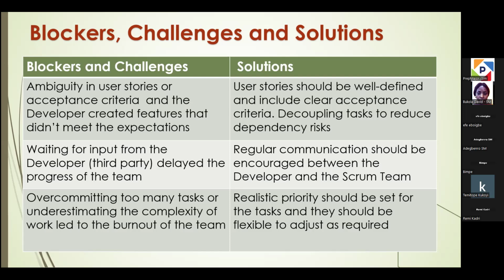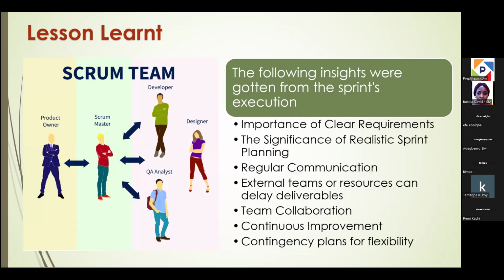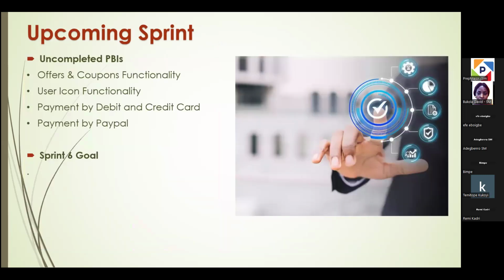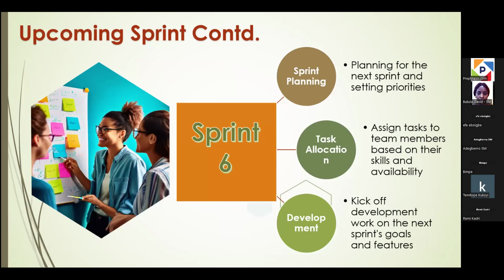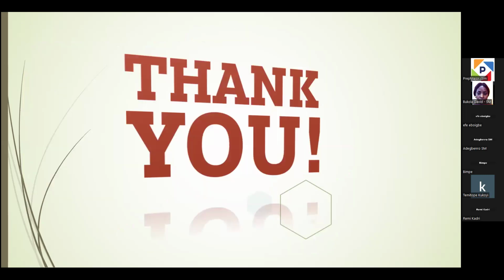Waiting for input from the developer or a third party delayed the progress of the team during this sprint, because the developer is not part of the team. So most of the time we needed his attention. This is the lesson learned during this sprint. In the upcoming sprint, we are planning to complete the remaining 4 PBIs that were not completed during this sprint. And for sprint 6, this is the task we are planning to do. Thank you.